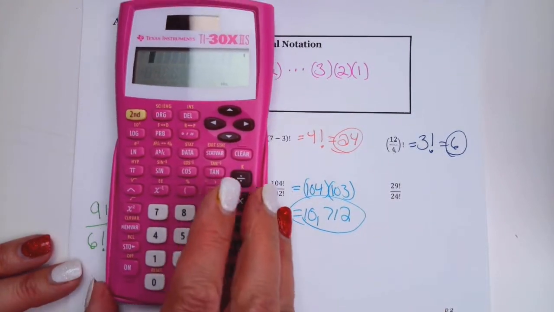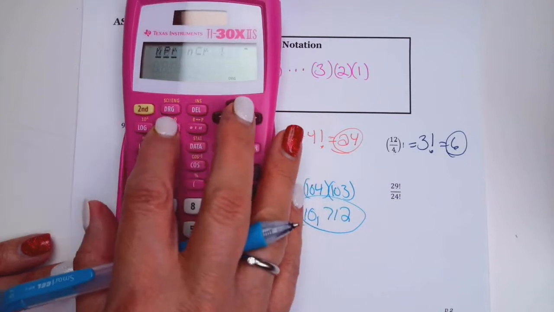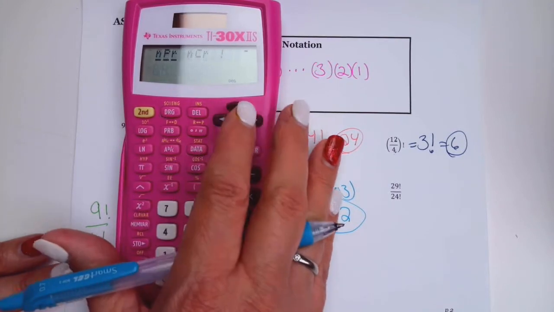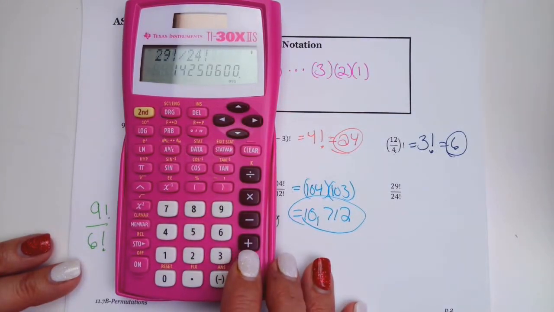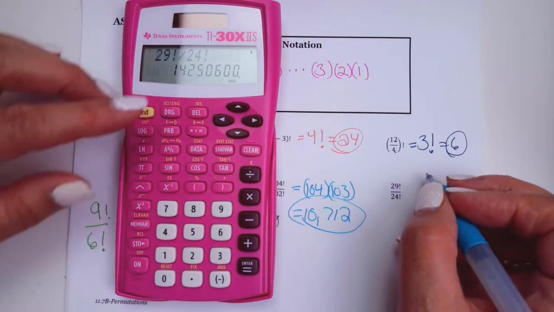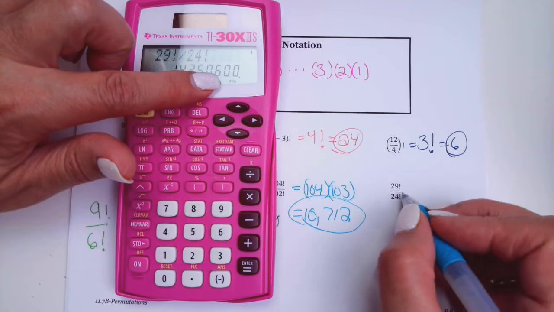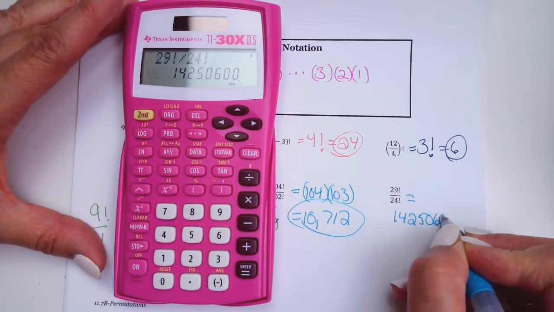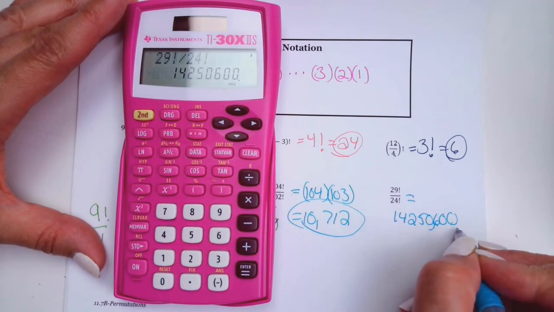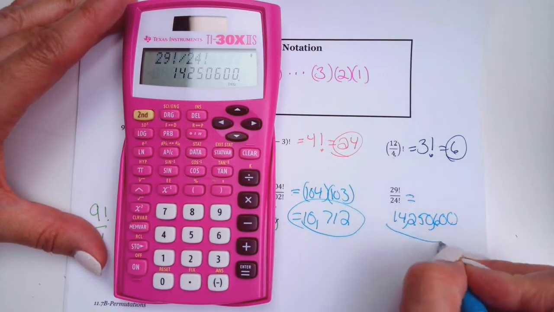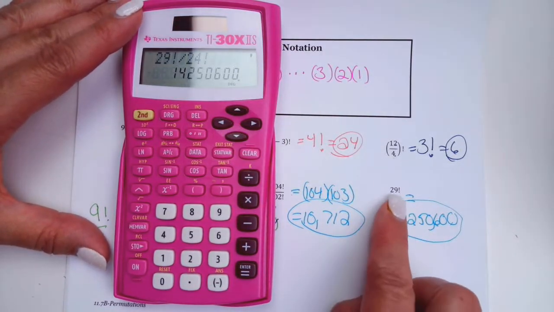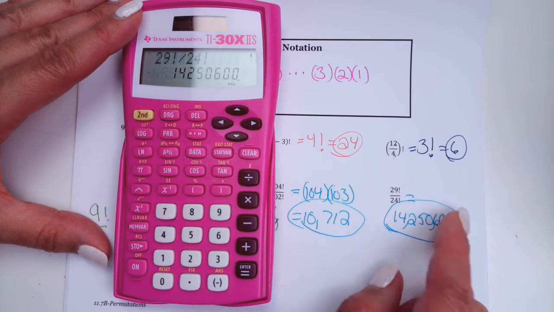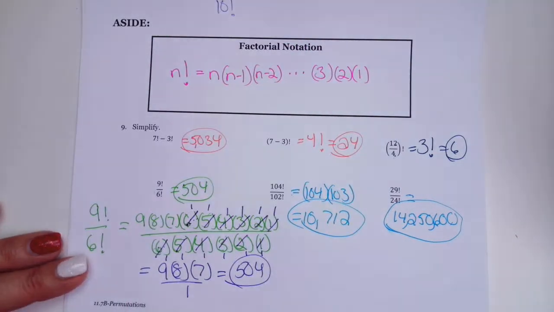Okay, well, let's try this next one. 29 factorial divided by 24 factorial. So that is what? 14,250,600. So we could still do that. Or we could have done 29 times 28 times 27 times 26 times 25. But the calculator took that.